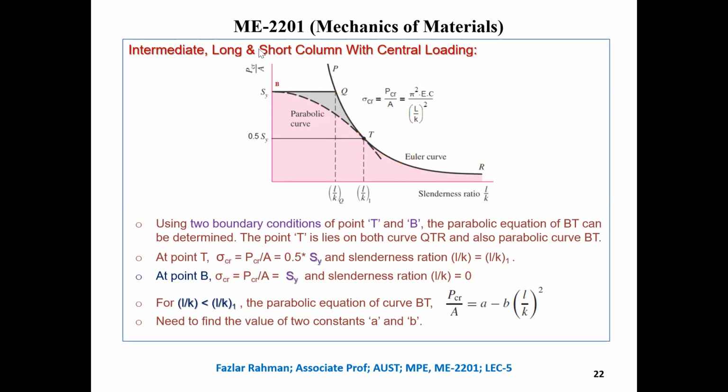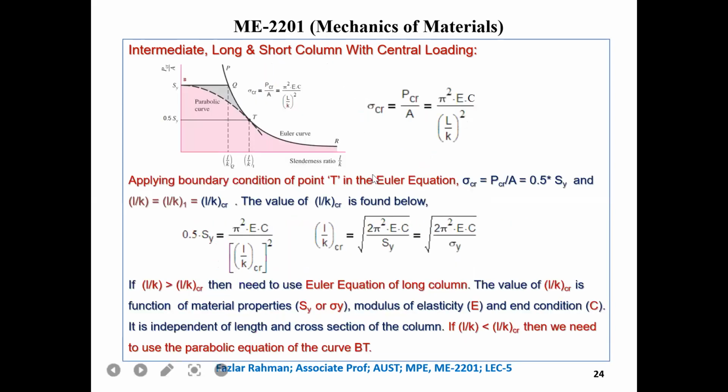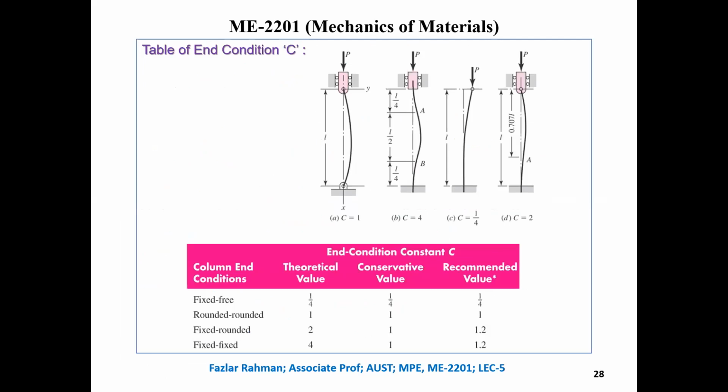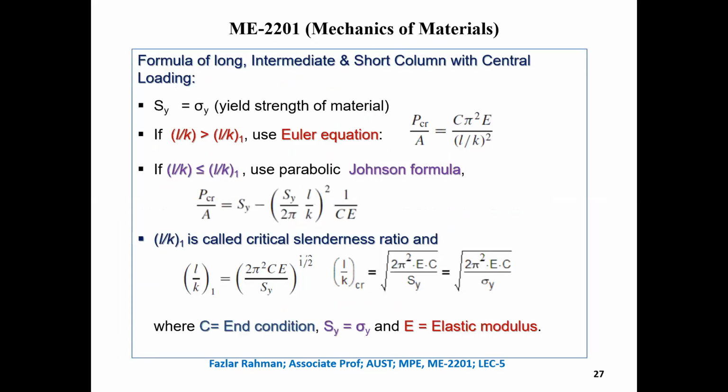Let's summarize all the formulas, then we can solve one problem. Okay, let's see. So this is the summary of all the formulas. Right now we learned two formulas, the Euler equation and the Johnson formula.